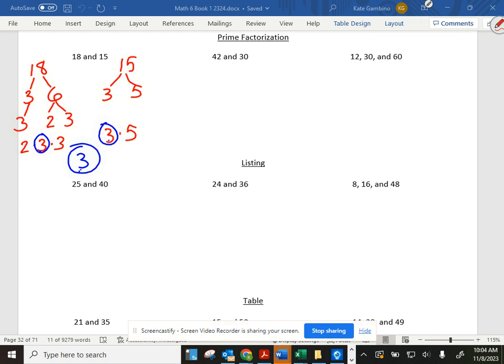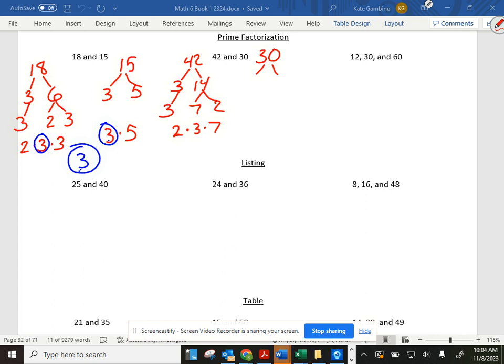Now we're going to do it for 42 and 30. What factor buddy should I start off with for 42? Layla. 14 and 3. Is 3 a prime? Yeah. Is 14 a prime? No, so I have to break that down. What can I break 14 down into? Callie? 7 and 2. So I'm going to write that down. 2 times 3 times 7 are my prime factors.